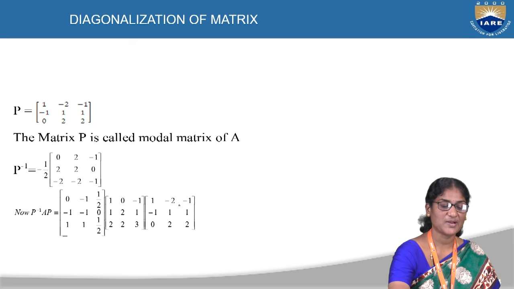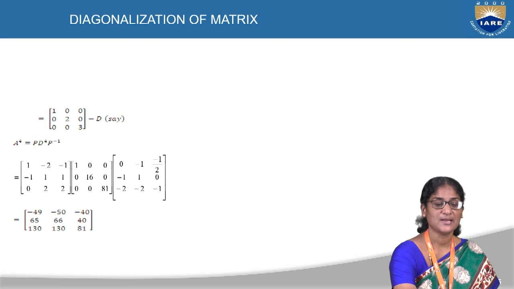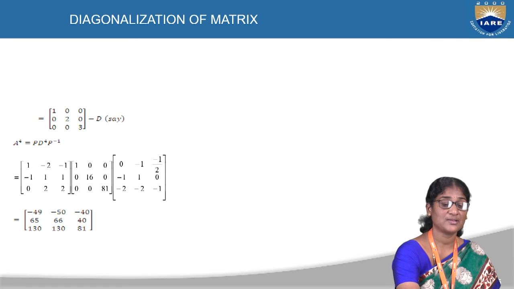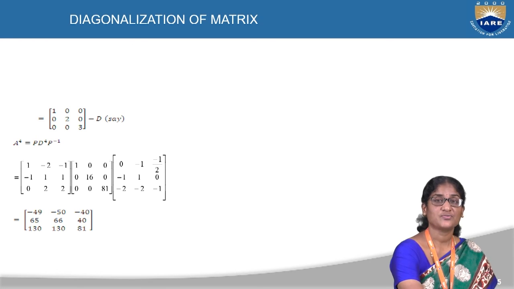So after multiplying these three, we are going to get the spectral matrix, the diagonal matrix with the eigenvalues in its principal diagonal, that is 1, 0, 0, 0, 2, 0, 0, 0, 3. So this is how we can find out the diagonalization of the matrix. Now the extension for this question is we need to find out A to the power of 4.